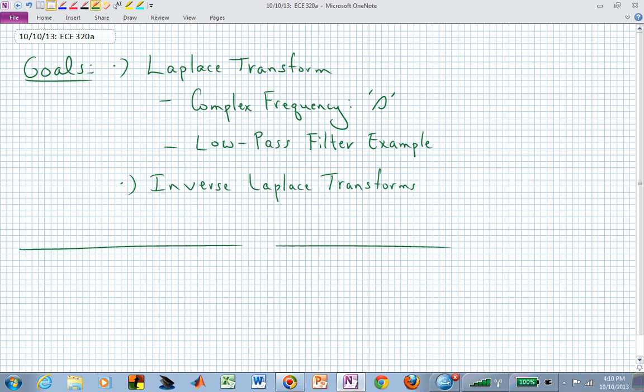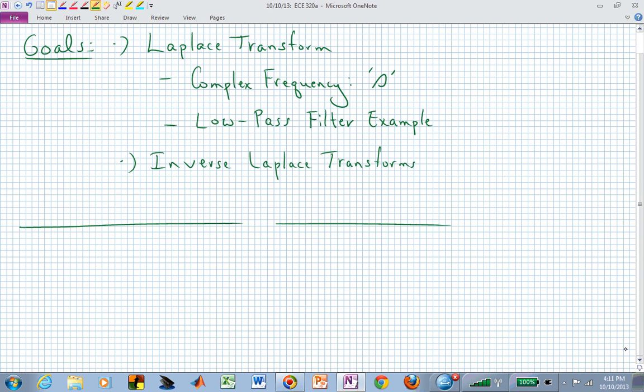We will also try to illustrate that by means of a low-pass filter example, and then we will get into the implementation of some of these ideas, or go more specifically into the inverse Laplace transform techniques that we'll be using in this course. Let's now get started with the Laplace transform.